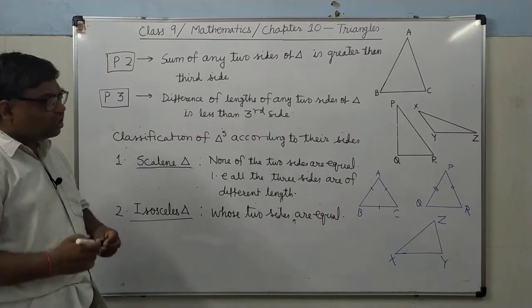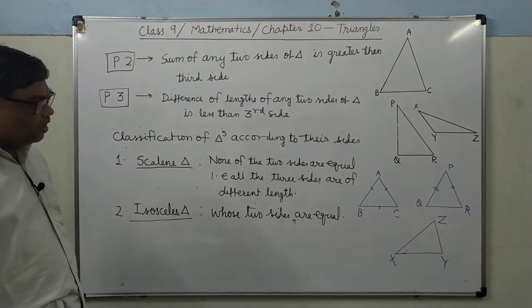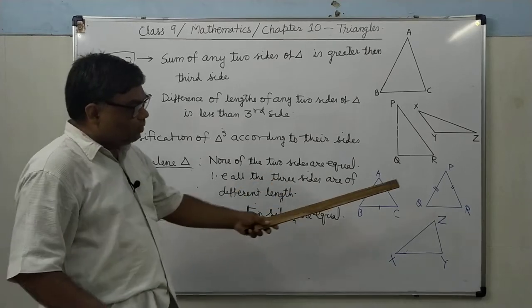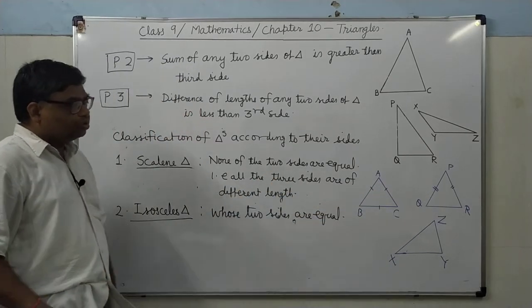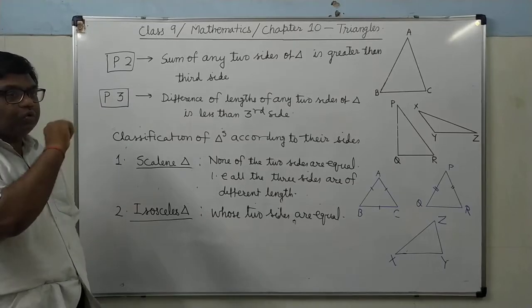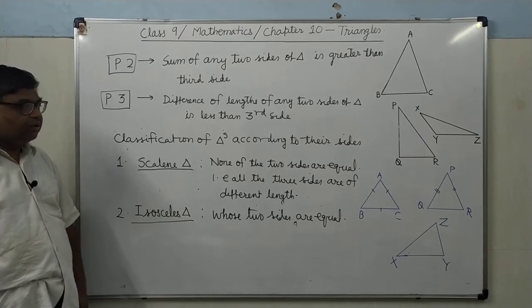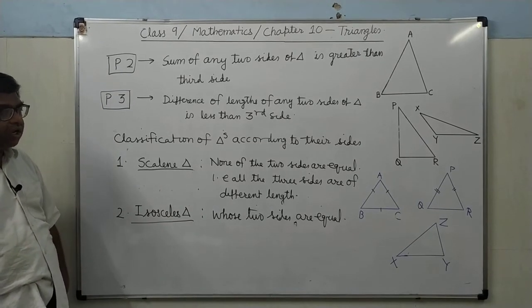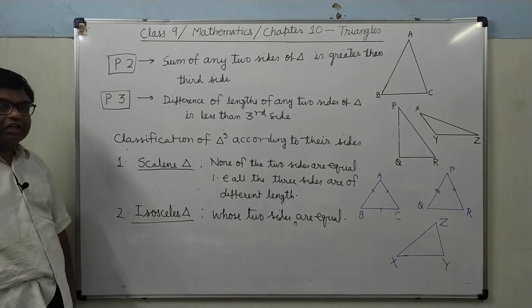For example, if you see the triangle PQR, here two sides are equal. Which are the two equal sides here? PQ and PR are equal. Therefore, it is an isosceles triangle.